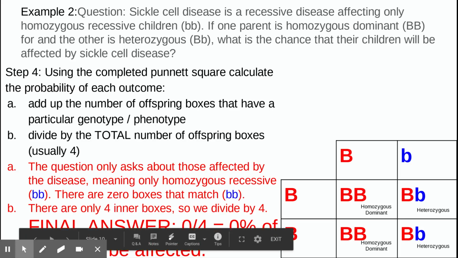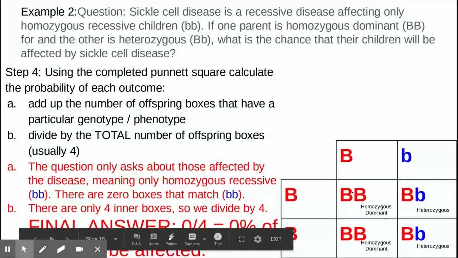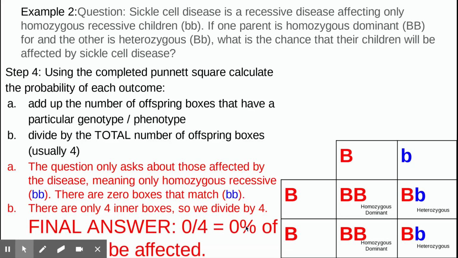So we count how many of that thing we see. Lowercase b, lowercase b. I see none. There are 4 possible outcomes for the kids, but really only 2 different types, and none of those are lowercase b, lowercase b. So 0 out of 4, and that comes to 0% probability.